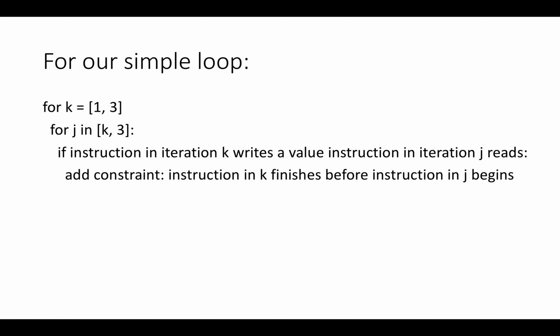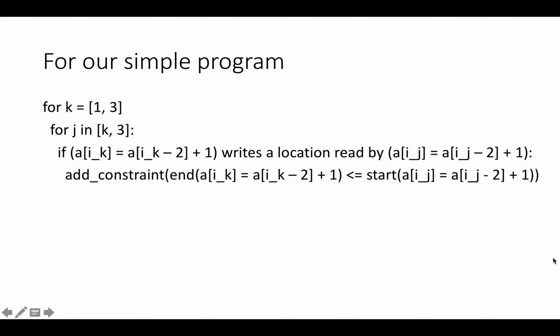So here's the pseudocode for our brute force algorithm. For k in the range 1 to 3 inclusive, for j in the range k to 3 inclusive, if an instruction in iteration k writes a value that an instruction in iteration j reads, then add a constraint that the instruction in k, or the kth instance of that instruction, has to finish before the jth instance begins. So we can write this like so. There's only one instruction in each iteration of the loop, so we can say if a[i_k] equals a[i_k minus 2] plus 1 writes to a location read by a[i_j] equals a[i_j minus 2] plus 1, then we add this constraint.